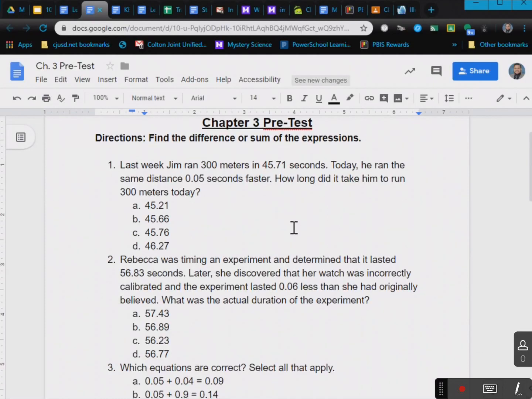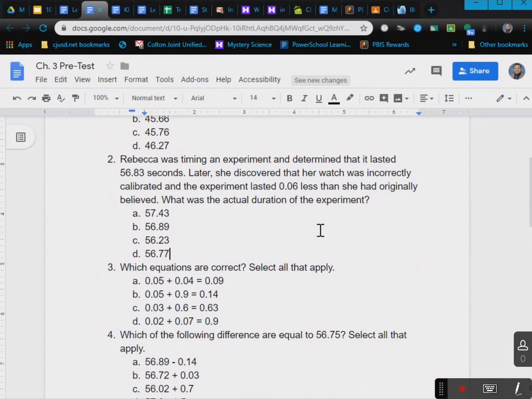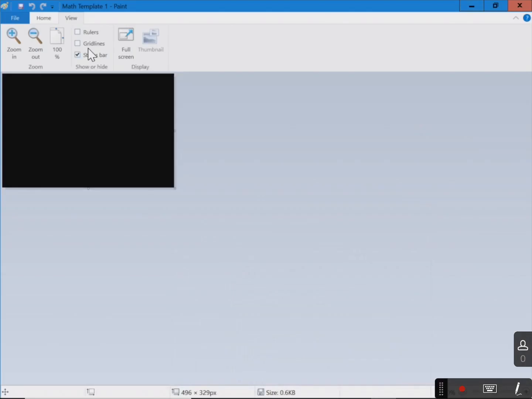So let's start with number 2. Number 2, Rebecca was timing an experiment and determined that it lasted 56.83 seconds. Later, she discovered that her watch was incorrectly calibrated, and the experiment lasted 0.06 less than she had originally believed. What was the actual duration of the experiment? What you have to do, simply, when it's calibrated means it wasn't synced correctly. Okay, it wasn't correct. So it's going to be 56.83 minus 0.06. So let's go ahead and take a look at that right now.